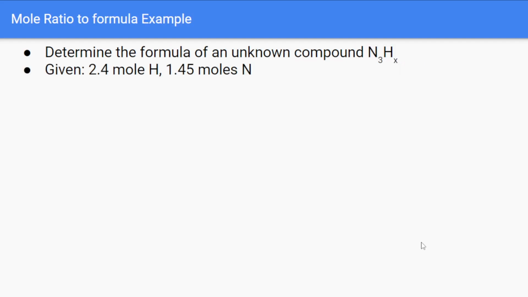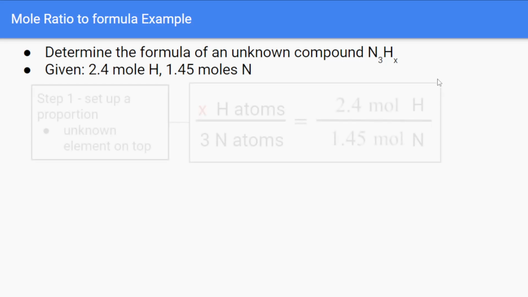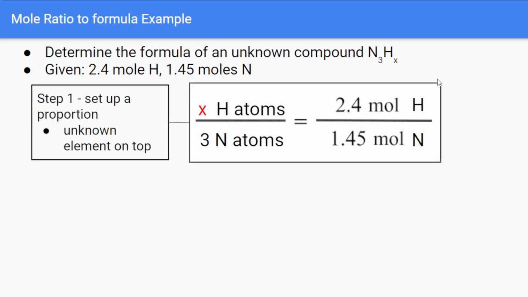You can also use the mole ratio to determine the formula of a compound. You need to know at least the number of moles in the mole ratio of one element, and then the actual number of moles. So we know the number of atoms, and now we know the number of moles for both, and we use that information. Step 1, set up a proportion with the unknown element on top. It's exactly what we did before, but now, instead of unknown number of moles on top, we have unknown number of atoms.